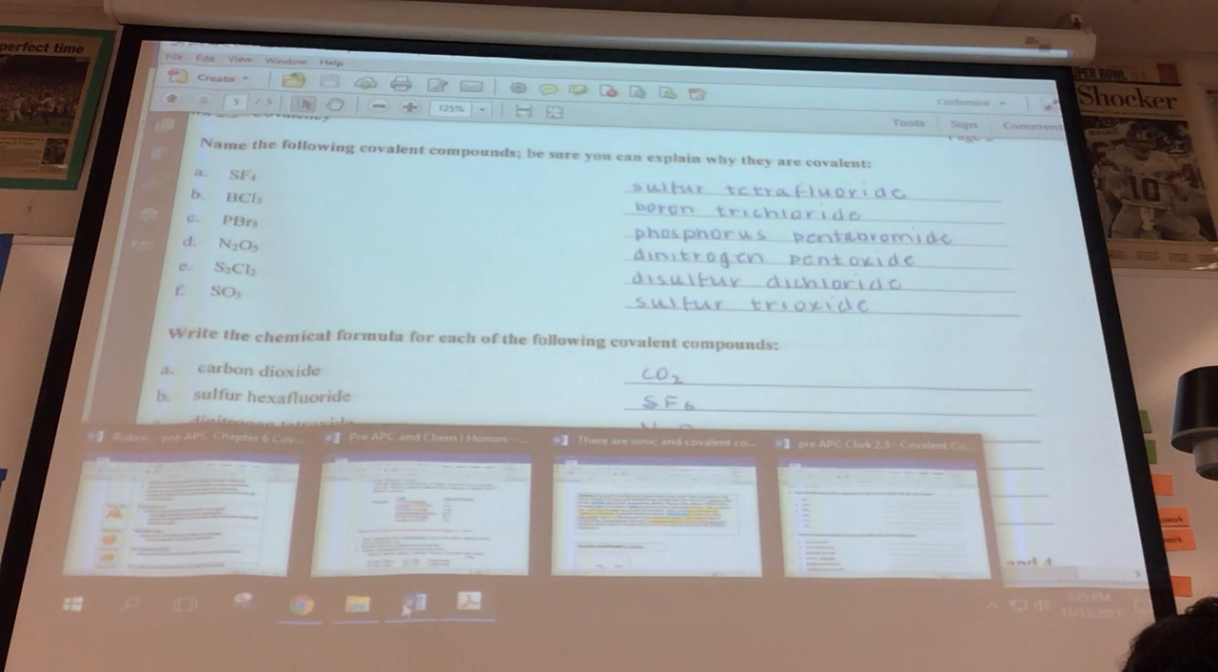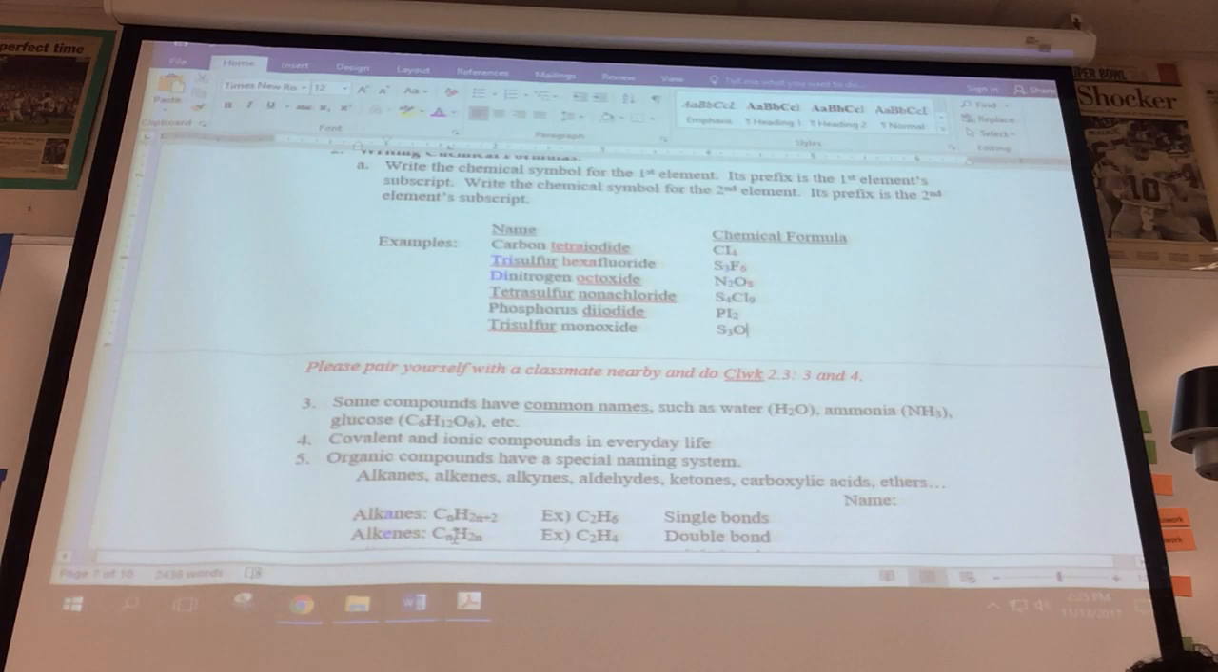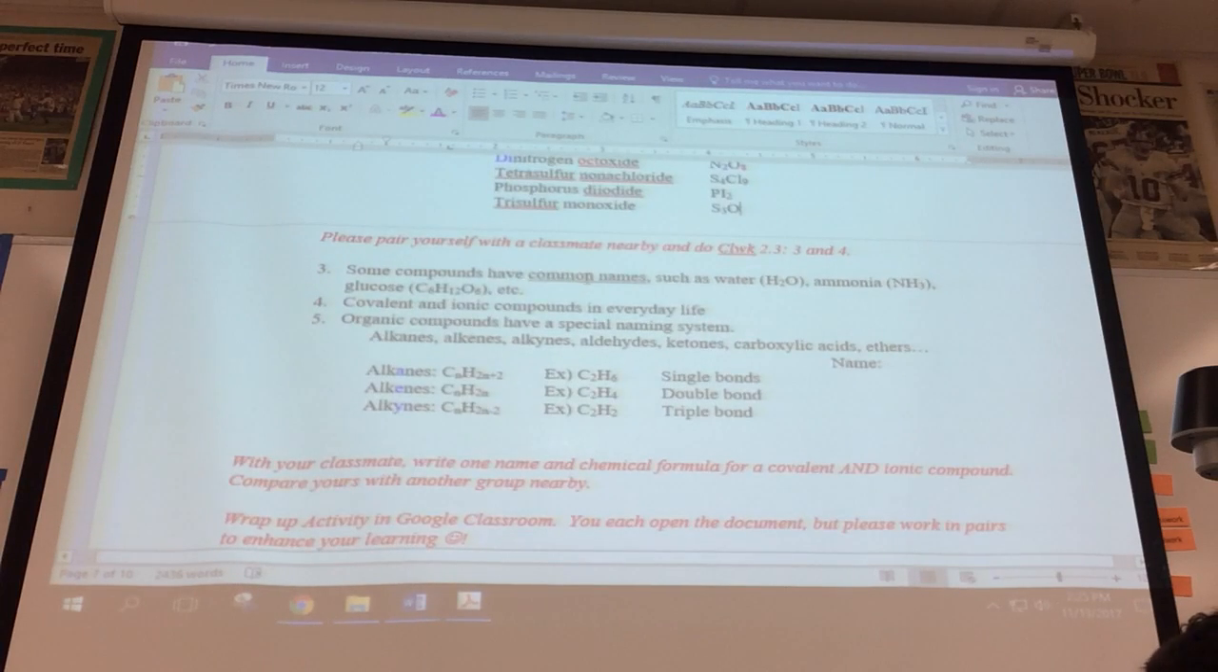All right, a couple other things I want to mention to you. Some compounds have common names. For example, with water, we don't say dihydrogen monoxide, we just say water. With ammonia, we don't say nitrogen trihydride, we just say ammonia. Glucose too. There are many examples of compounds that have common names.